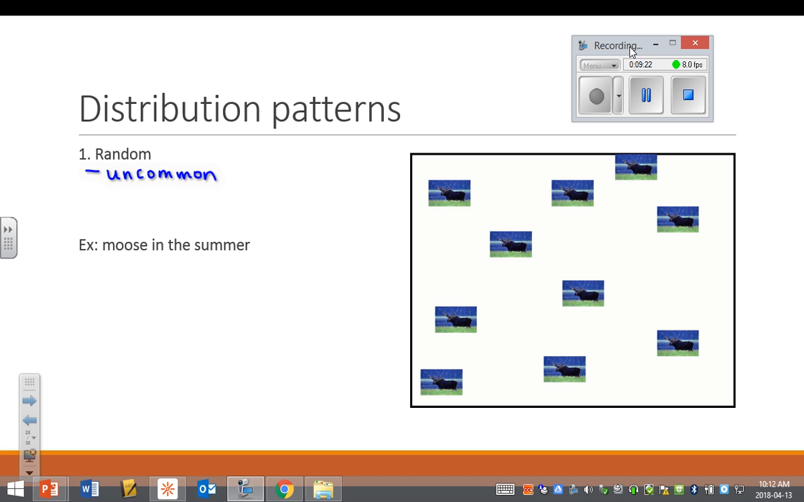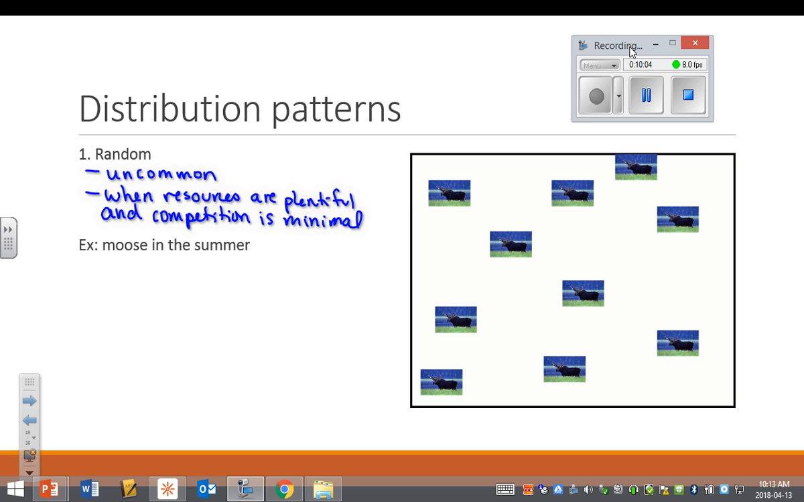And the first thing I'll tell you is that it's uncommon. This is not a typical distribution pattern because the only way that this exists is when resources are plentiful and competition is minimal. And there are not a lot of scenarios where organisms have easy access to resources wherever they are and also have little competition with other organisms.